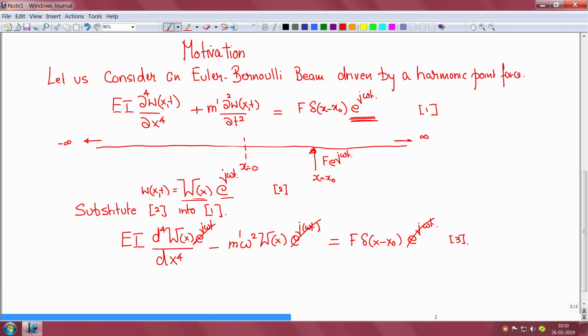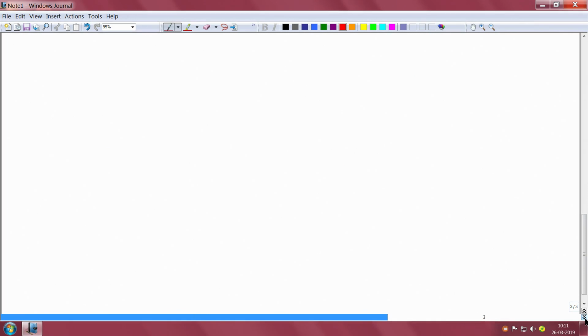Okay. So, now I have this ODE, the dependent variable is W of x, the independent variable is x. Now, what we do is we take a Fourier transform. It is taken in the spatial domain, so there is a special name for it. We call it wave number transform.